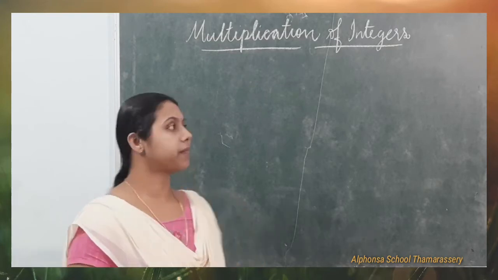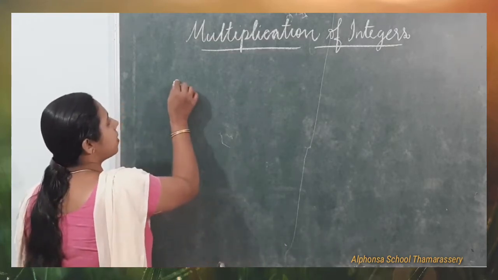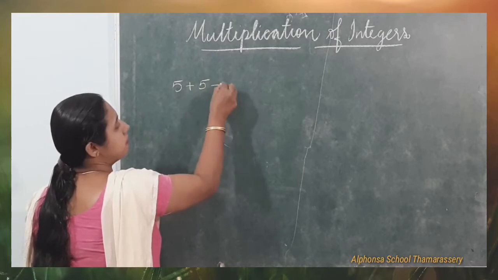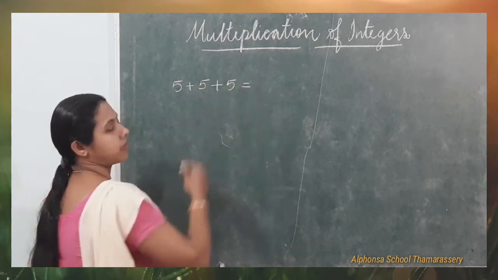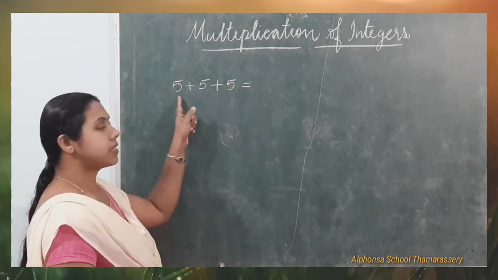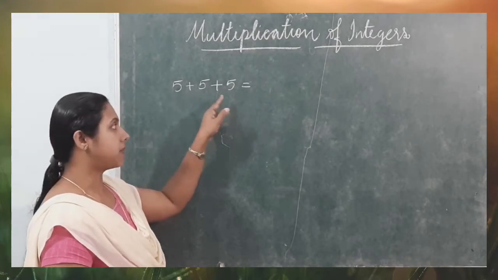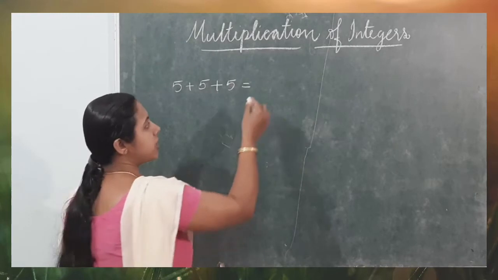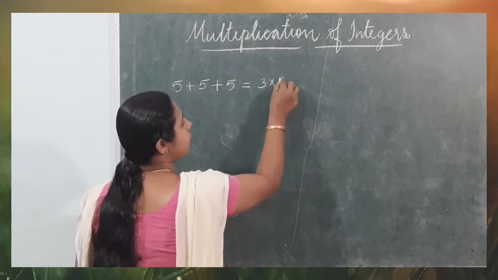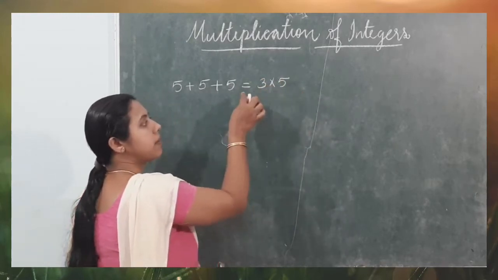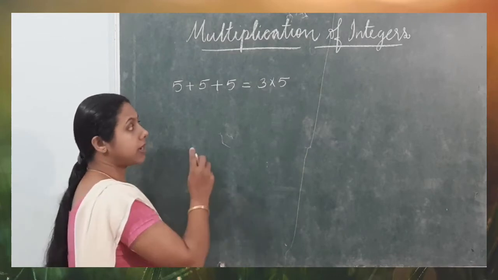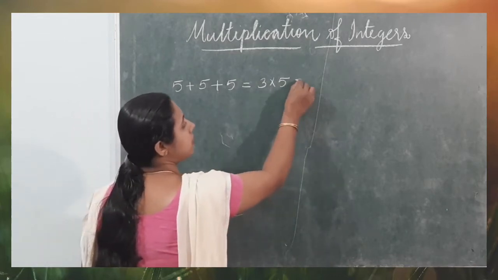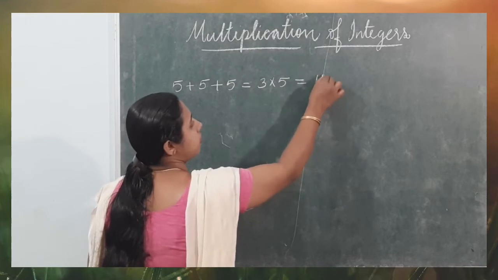For example, 5 plus 5 plus 5. 5 is repeating 3 times. 5 plus 5 plus 5, we can write in the form of multiplication. So, 3 into 5. 5 is repeating 3 times. So, the product will be equal to 3 into 5, 15.